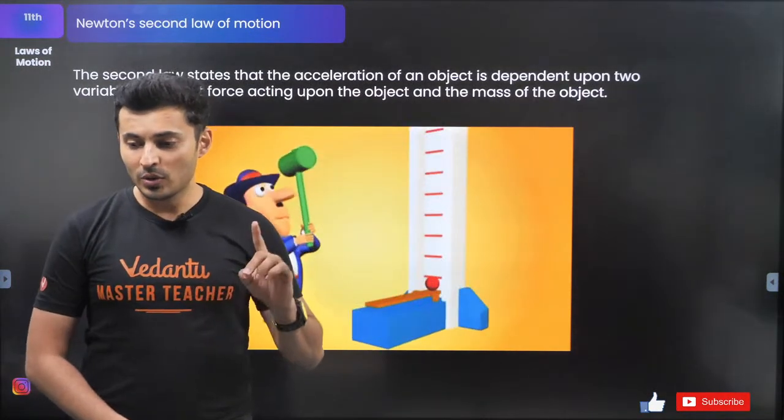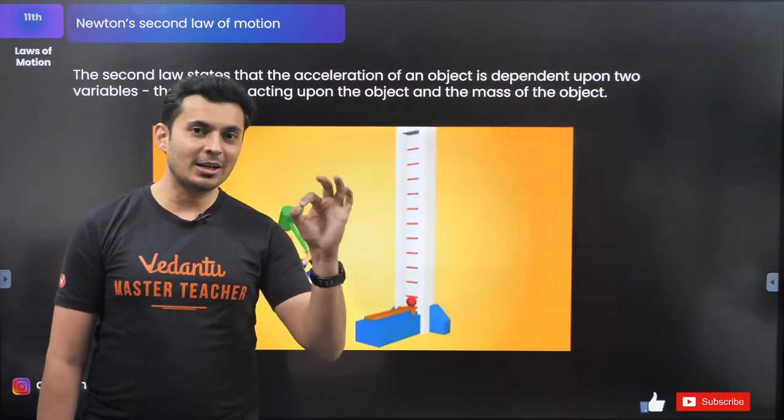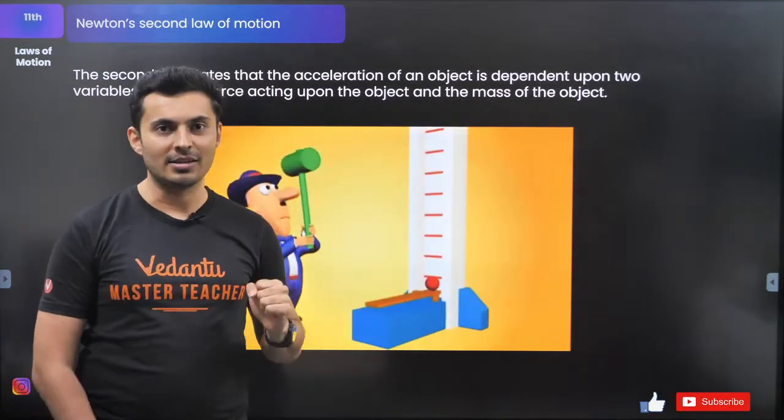Oh, no, Hita, F is not mv, F is dmv by dt. So when you differentiate it, you will get mass into acceleration.